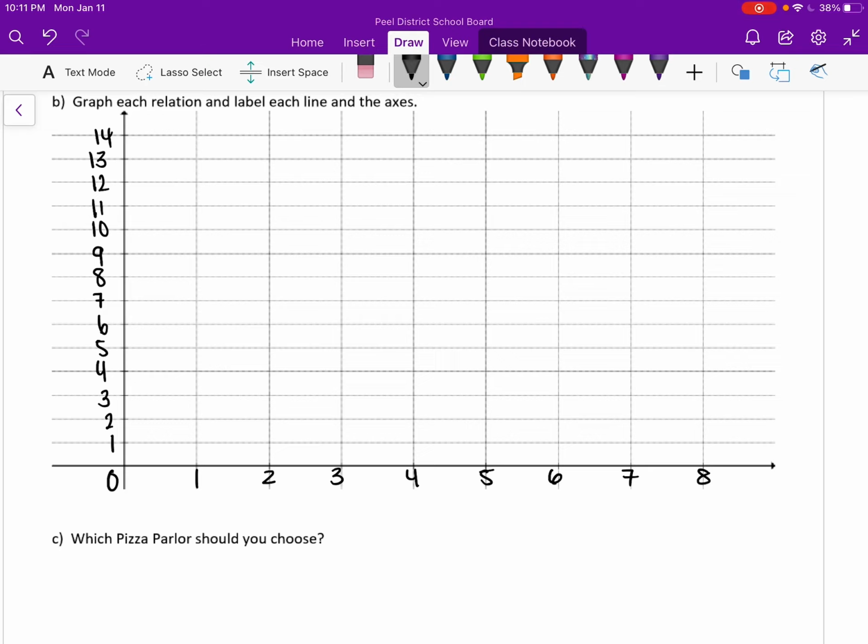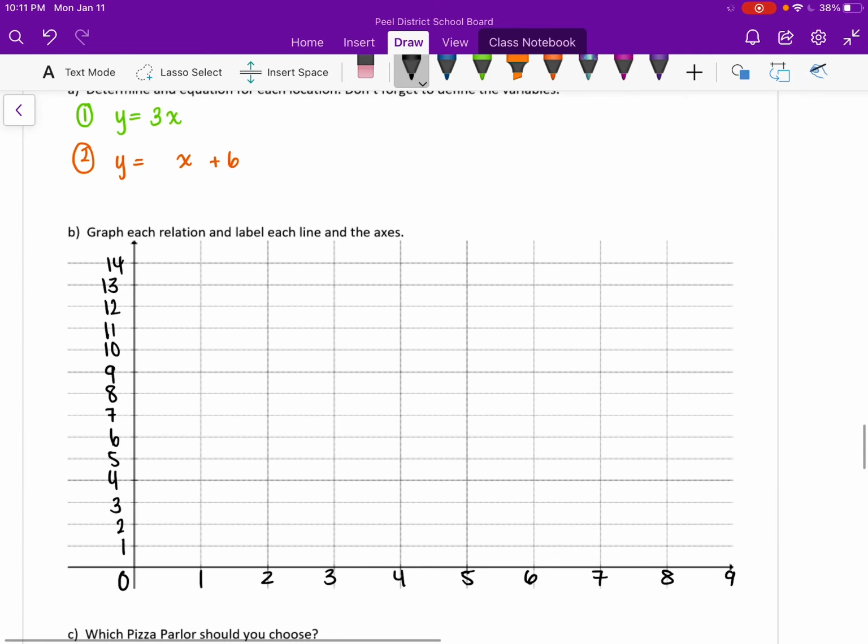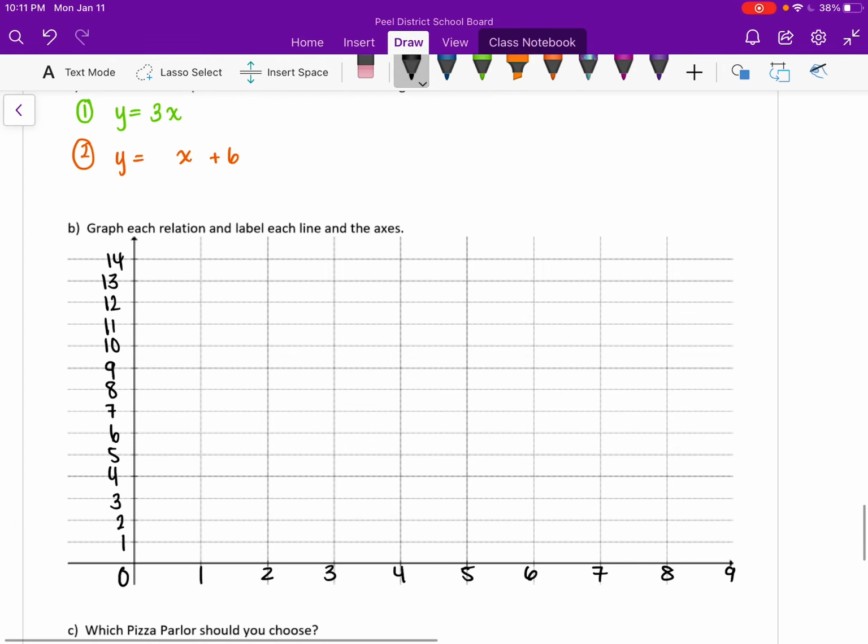So 0, 1, 2, 3, 4, 5, 6, 7, 8, and I'll probably put a 9 over here just in case. Okay, so that's what I'm going to make it look like. I'm going up by 1s, over by 1s. It just makes my plotting easier. So let's just go here. I know I have y equals 3x, which means that my rise is going to be 3 and my run is going to just be 1. So I know this plot's going to go up 3 over 1. Right, so let's go plug that in.